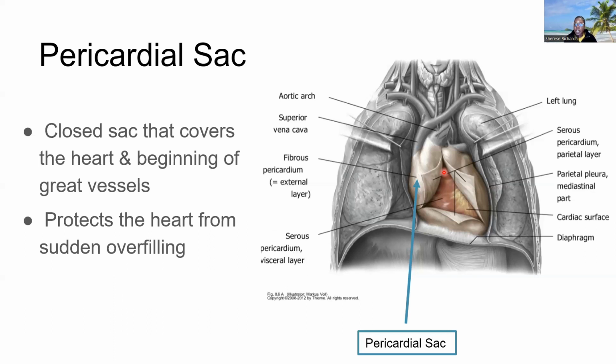Now, if you think about the function of the pericardial sac, it helps to protect the heart from overfilling. So it puts a little bit of external pressure on the chambers themselves and kind of restricts how much the heart can expand and monitors how much it can expand and prevents overfilling.